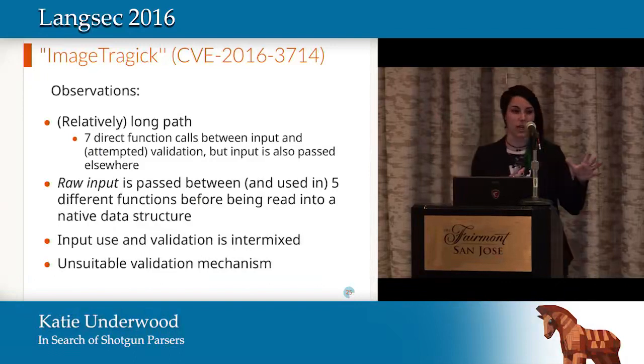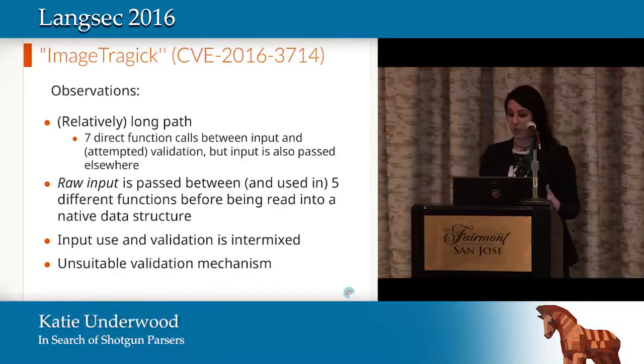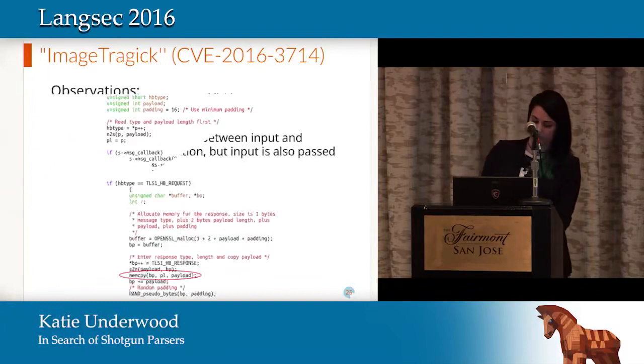I mean, literally, we're just taking in argv, and in fact, it gets used in 5 different functions before it's ever read into a native data structure. So we absolutely have a case of input use and validation being intermixed, and in the end, that validation mechanism is unsuitable for the task at hand.